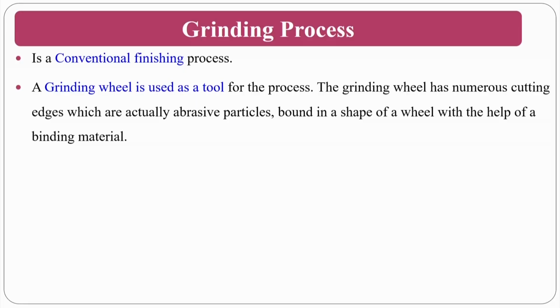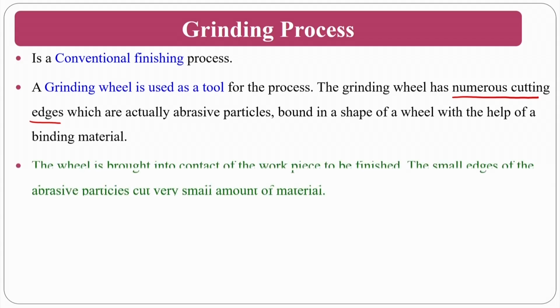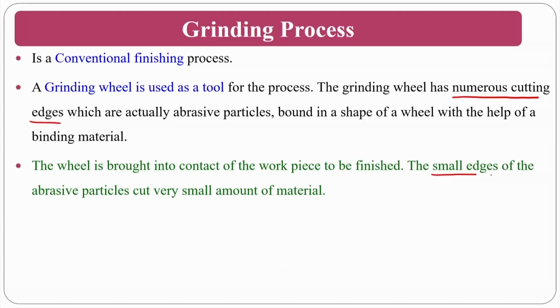Normally the grinding process is a conventional abrasive finishing process. The grinding wheel is used as a tool in the process, and the grinding wheel will have numerous cutting edges. That means it is a multi-point cutting tool where the abrasive particles are actually involved in the machining or finishing process. The wheel is brought in contact with the workpiece to be finished. Normally the machining will be done by shearing action or cutting action, by the small cutting edges of the abrasive particles which are there on a grinding wheel in a bonded form.